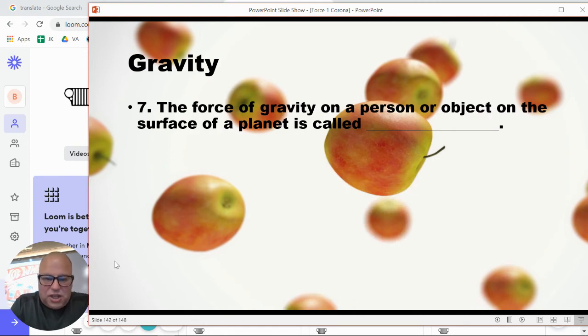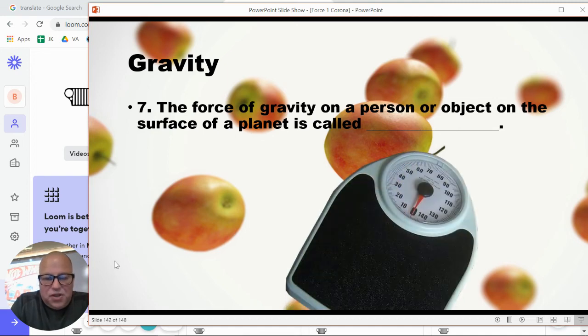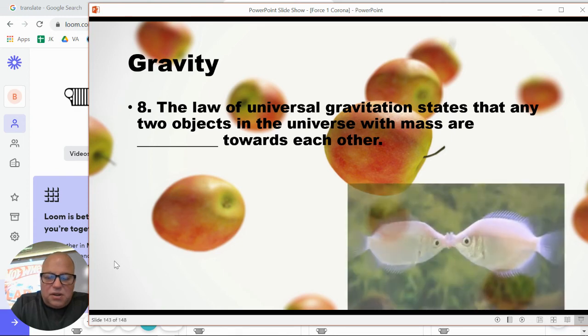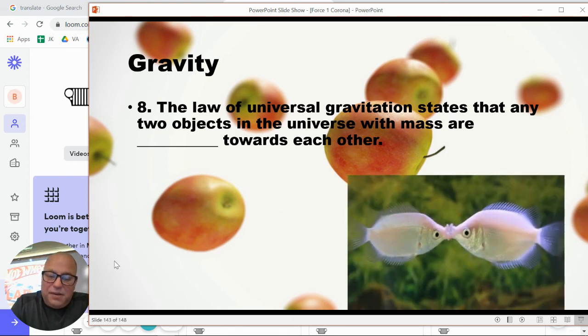Number seven, we're almost to the end. The force of gravity on a person or an object on the surface of a planet is called simply your weight, right? That's what we measure commonly and everything. And then last question, and we're out of here. The very last question for the page is, the law of universal gravitation states that any two objects in the universe with mass are what towards each other? You got it. Attracted to each other.